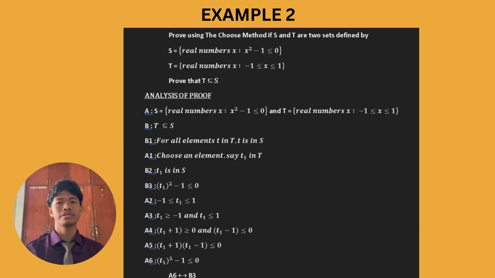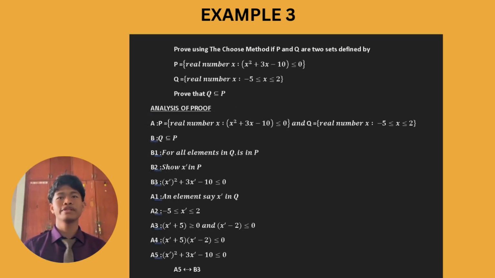Then B3, we substitute t1 in the equation. For A2, we substitute t1 in the inequalities. For A3, we separate them into two inequalities. For A4, we make the inequalities greater or equal and less or equal to 0. Then for A5, we combine them. For A6, we simplify it. Lastly, we got A6 that is logically equivalent to B3.